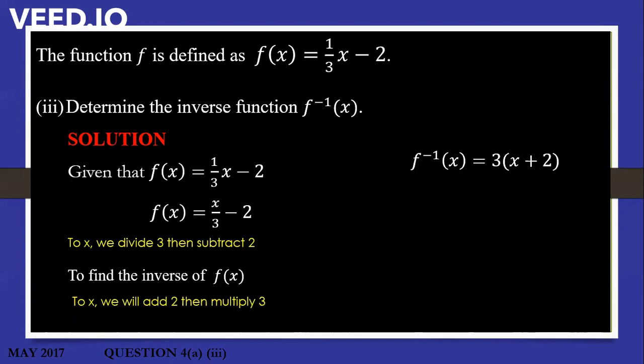We can distribute the 3 to multiply each term within the parentheses. So 3 times x gives 3x, and 3 times 2 equals 6. Therefore, the inverse of the function f of x is 3x plus 6.